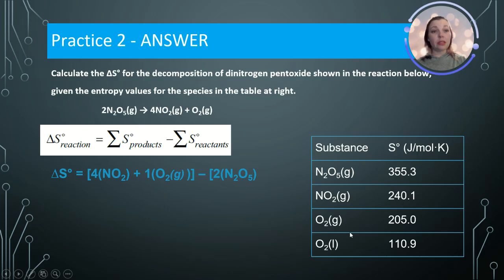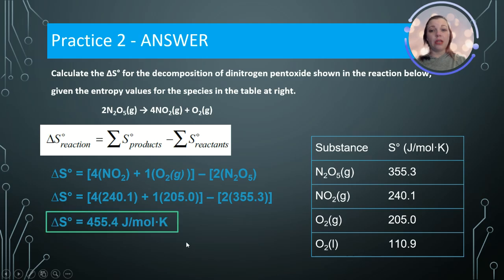Now, I did show you both the gas and the liquid to drive home again this idea that gases have much more entropy than liquids. So you can see here, if we compare O2 liquid to O2 gas, the O2 gas has almost twice as much entropy as the liquid. So that is a lot greater. And so then you subtract 2, which is your coefficient of your reactants, times the N2O5, which we see over there. So now we can plug in the values, and you can let your calculator do the heavy lifting, and you get a value of 455.4.